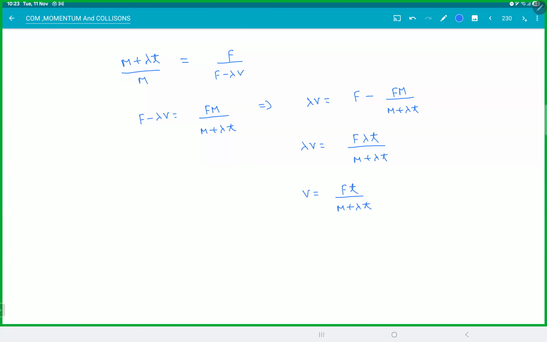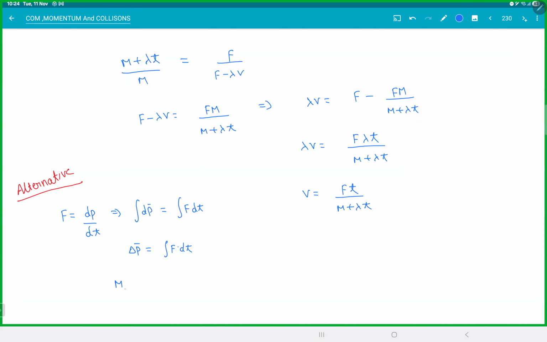There's a much faster way to do this instead of doing all this. Alternatively, you could have just argued like this. Force is dp by dt. So integral dp, change in momentum, is integral f dt. So change in momentum is simply integral f into dt.